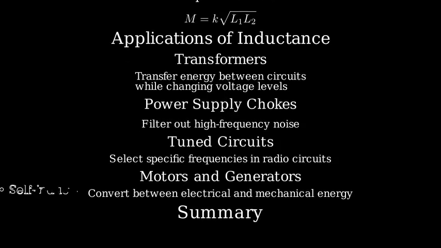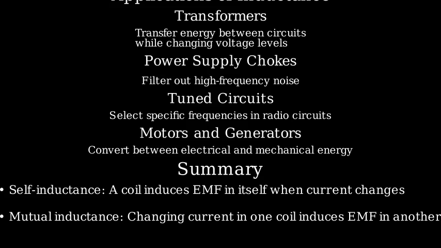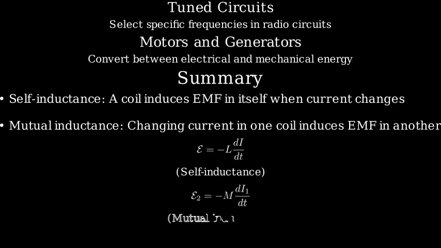Let's summarize what we've learned. Self-inductance is the property of a coil to induce an EMF in itself when current changes. Mutual inductance is the property where changing current in one coil induces an EMF in another coil. For self-inductance, the formula is E equals negative L times dI/dt. For mutual inductance, the formula is E2 equals negative M times dI1/dt.